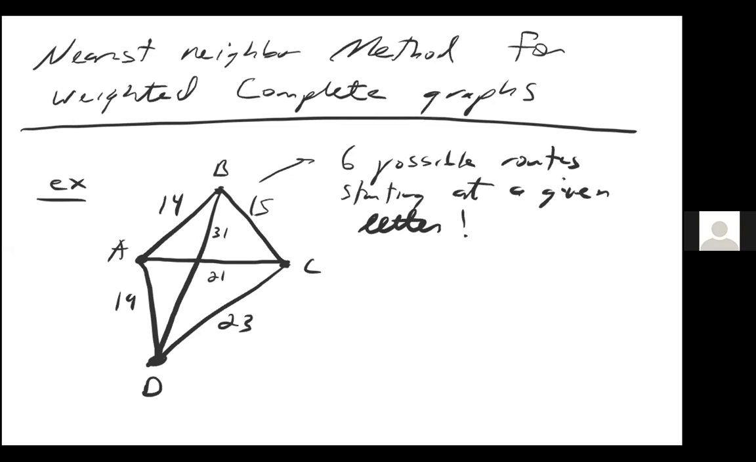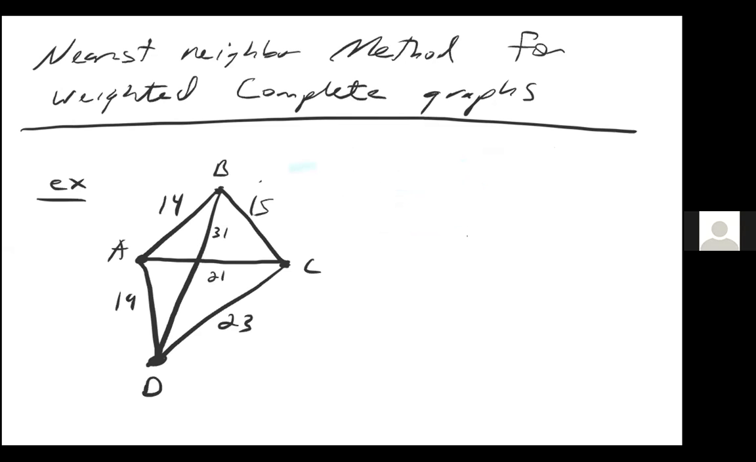But I want to cover the nearest neighbor method because it gives us an approximation, which is what we normally use in the real world. We don't care about exactness in the real world. We just want something close. So we first start off with a starting point. In this problem, we're going to start at C. Okay, we're going to start at C. So you have a starting point.